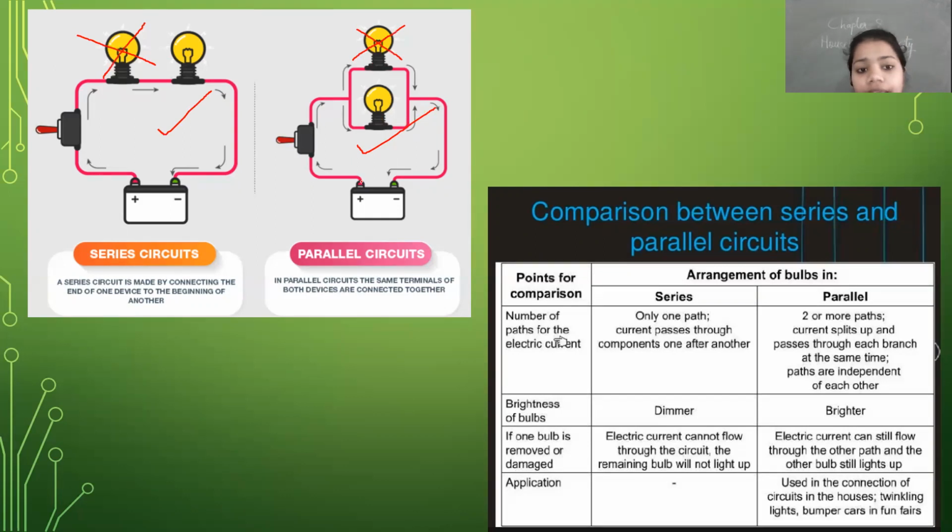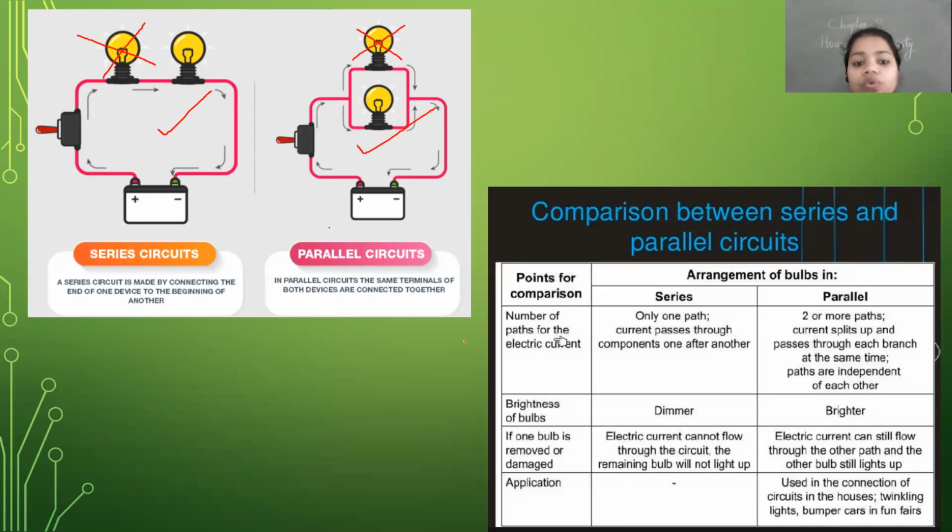So from this, we can conclude that series connection is not suitable for our household appliances. At home, every appliance has a different switch. When one bulb is working, it is not required that the fan also work. All are independent. So we can say that parallel circuits are there at our home in various appliances, and they are used in our household circuits.